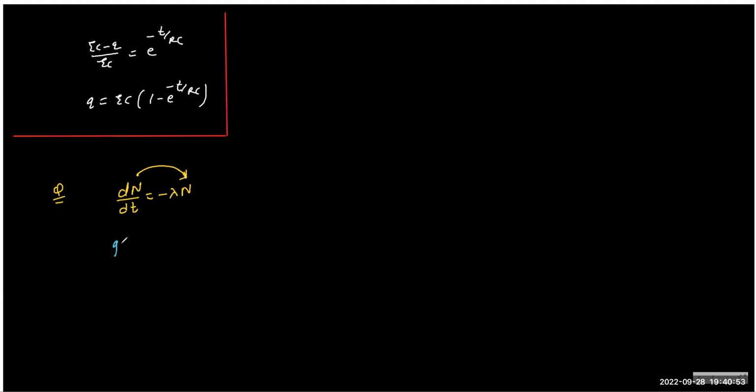So given at t equals 0, n equals n naught, can you find n as a function of time t? Find n as a function of time t. Tell me guys, what is the answer?